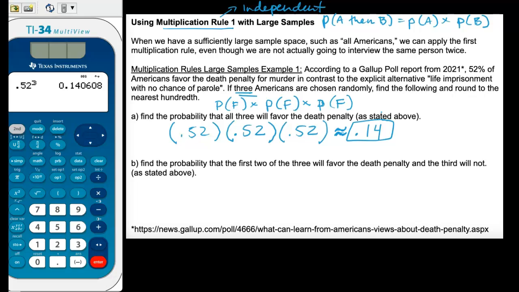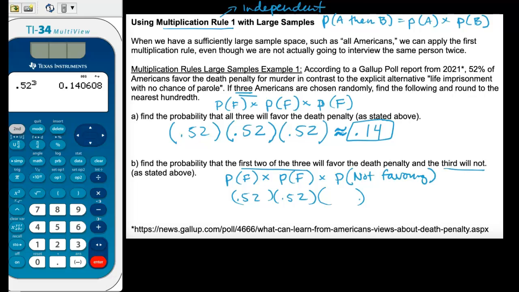Next, we're asked to find the probability that the first 2 of the 3 favor the death penalty and the third will not. So it's the probability of the first person favoring times the probability of the second person favoring times the probability of the third person not favoring. We know that the probability of favoring it is 0.52, so we'll just put 0.52 for the first 2.